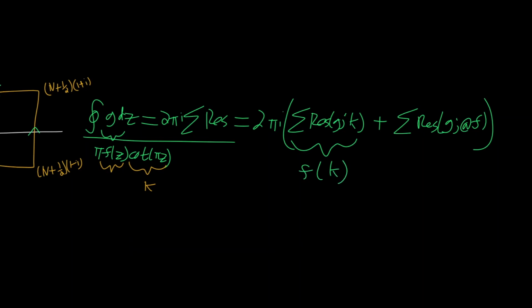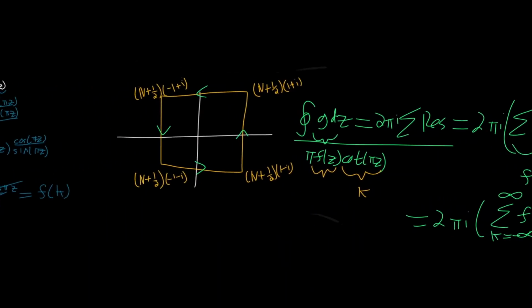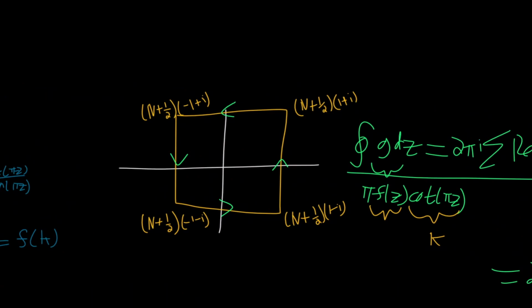So simplifying this, we have 2 pi i times the sum from k equals negative infinity to infinity of f of k, plus the sum of the residues of g at the poles of f. And you'll see here that our formula is really starting to take shape. And the reason I should note why it goes from k equals negative infinity to infinity is because A, that's what we want to prove, but also B, we just take the limit here of this contour as n goes out to infinity. That's the way we enclose all of our poles.